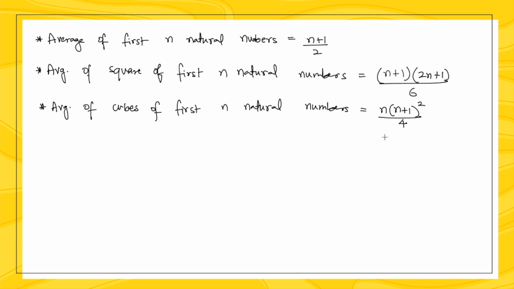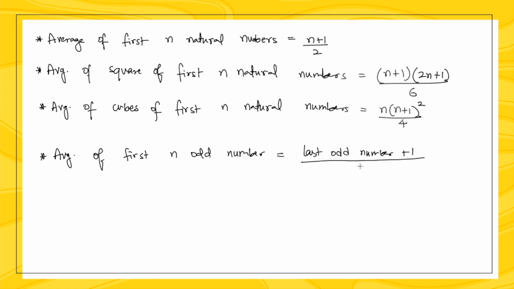In a similar way, if somebody asks you to find out the average of the first n odd numbers, so for example, the first three odd numbers. First three odd numbers are what? 1, 3 and 5. These are the first three odd numbers, right? So how to do that? This will be given by the last odd number plus 1, divided by 2.